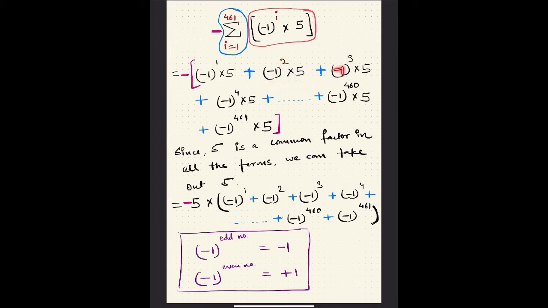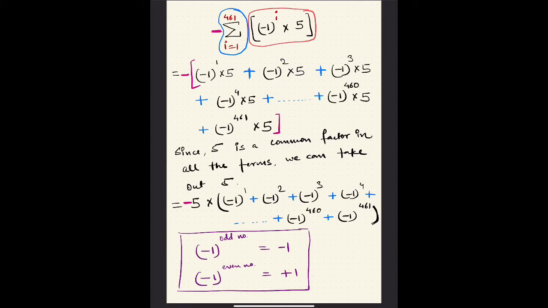Similarly, we have negative 1 to the power 3 times 5. This is the value of the expression when i is equal to 3, and this would go on and on and on. This is for i equals 4. This would go on up to 460, and then finally to 461. So this is the expression that we need to solve to find the value of this thing. That would give us our final answer. And just make sure that you remember that we have a negative sign outside this entire thing. So basically, whatever the value of this thing is, we have to take the negative value of that.